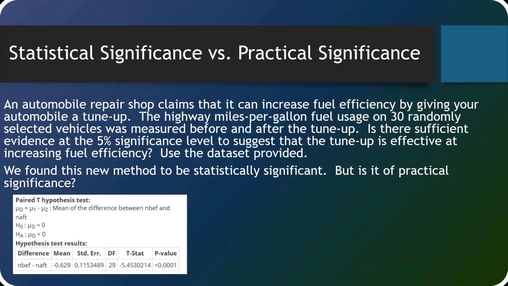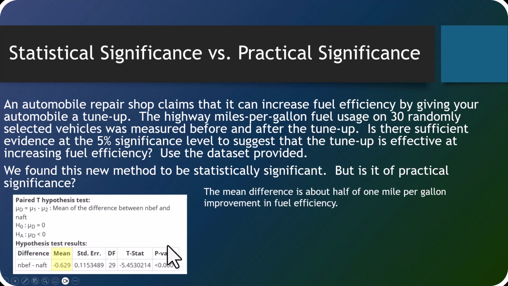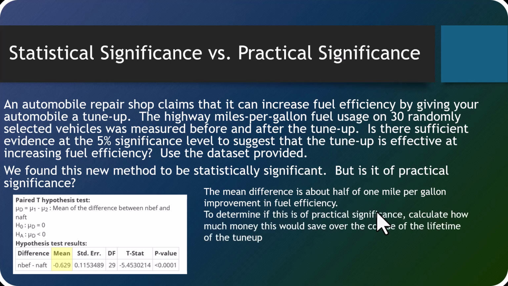So one data point that I didn't show you is that the mean difference, the D bar, if you will, the sample mean, is negative 0.629. Well, what the heck does that mean? That's about half of 1 mile per gallon. In other words, you can go half a mile more for each gallon of gas that you buy, right? That's what we mean.